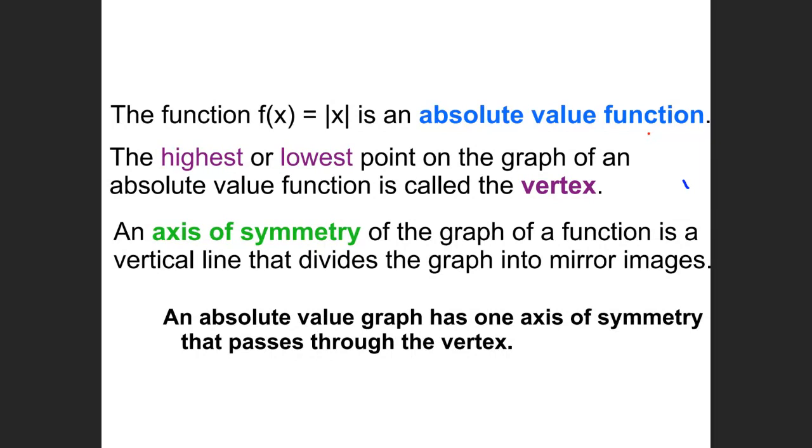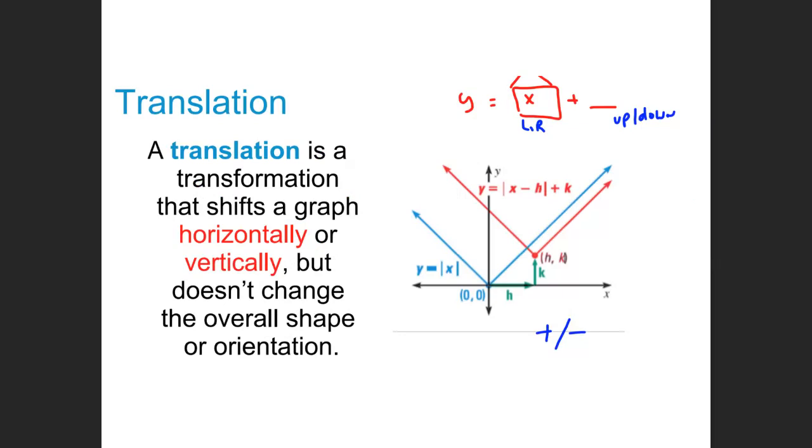Okay, so if I had a graph, again, I have to turn on my marker again. If I had an absolute value graph that looked like this, the line of symmetry would be a vertical line that just goes straight through the vertex. Because if I folded it along that line, it should match up on the other side. That is what a line of symmetry is. If you fold it on that line, it gives you a line of symmetry.